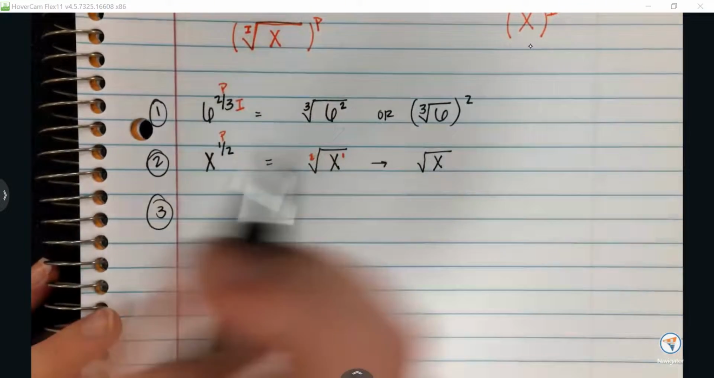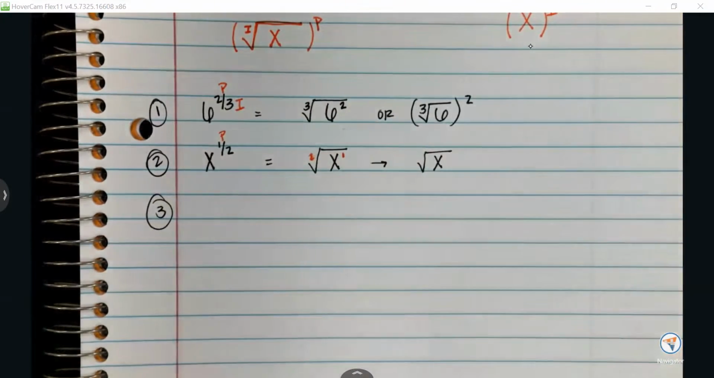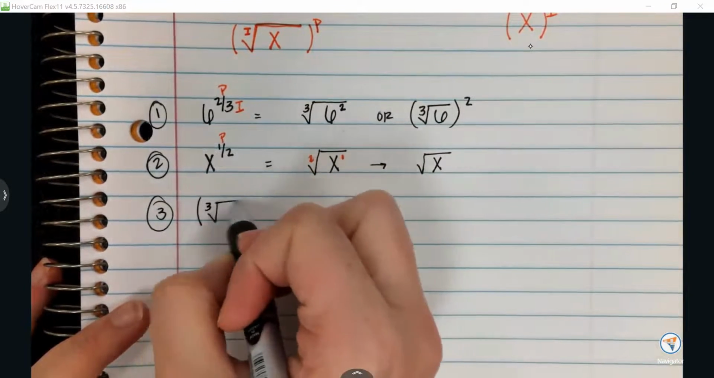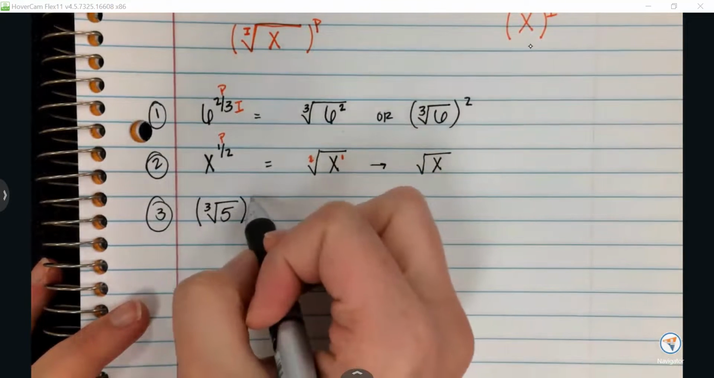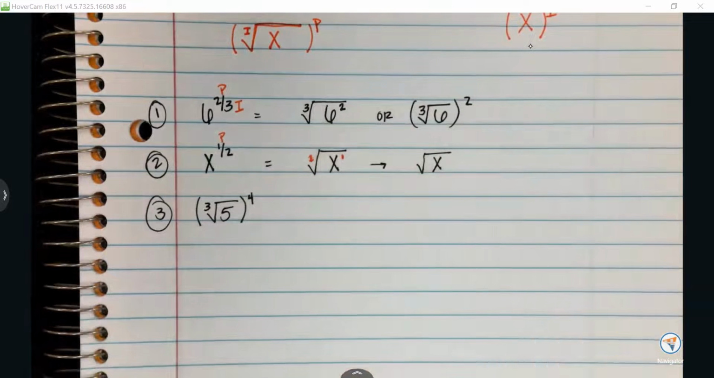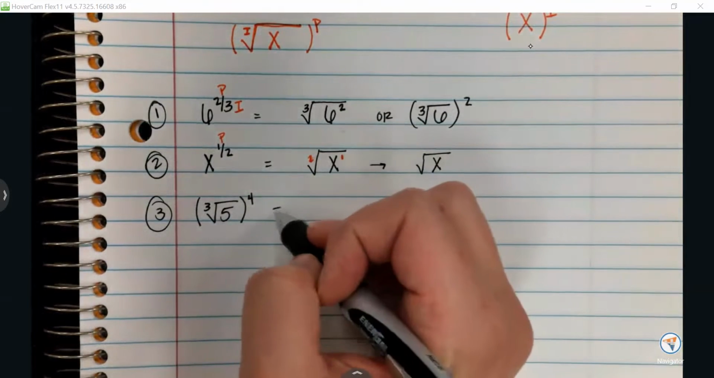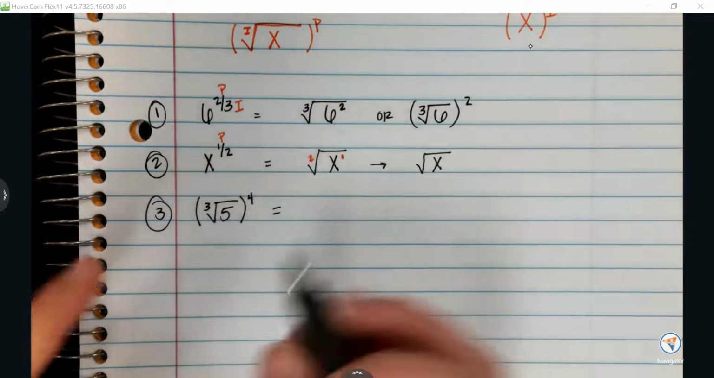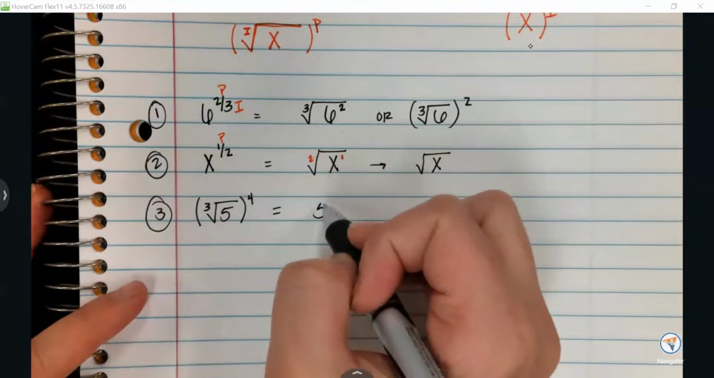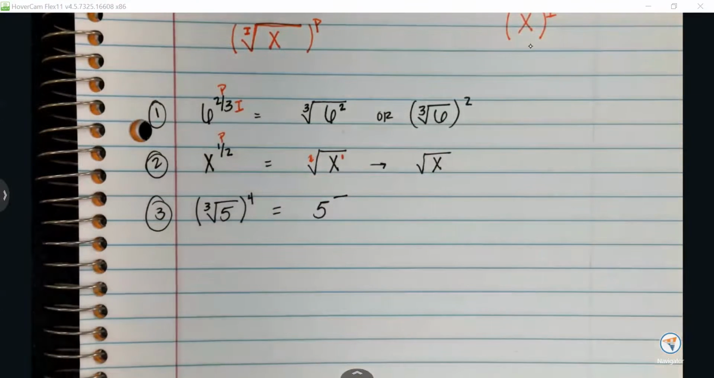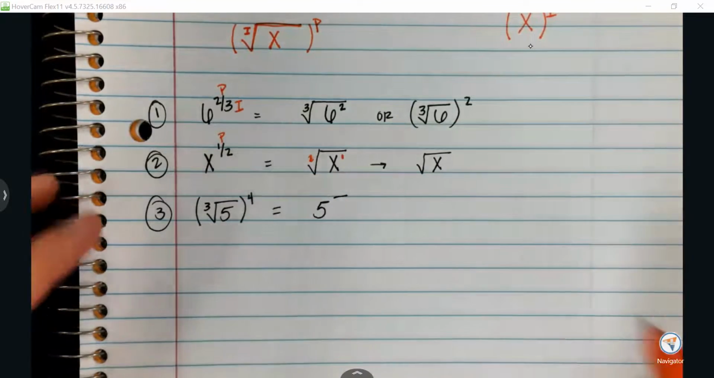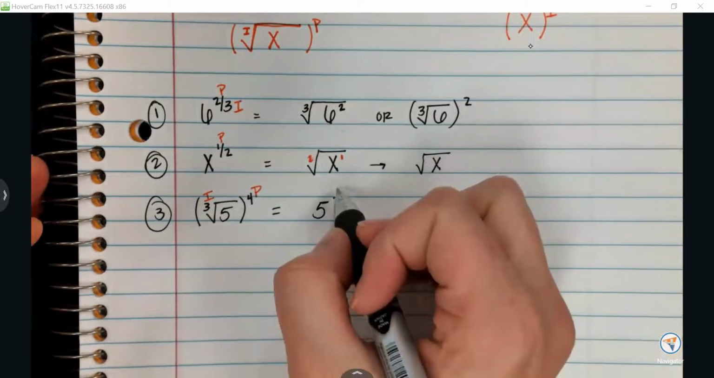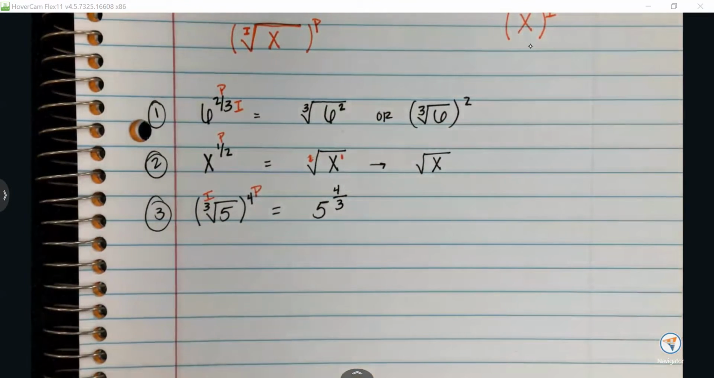So number 3, let's go backwards. Let's say the cube root of 5 to the 4th. So it starts as a radical, which means I'm going to have to turn it into something with a fraction, a rational. So what's my big number going to be? 5. And my fraction is power over index. What's my power? 4 is my power and my index is 3. So 5 to the 4/3.